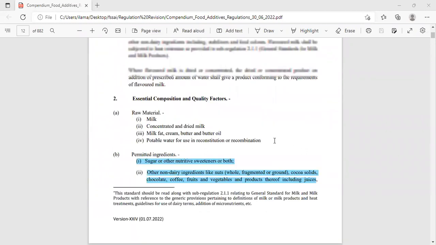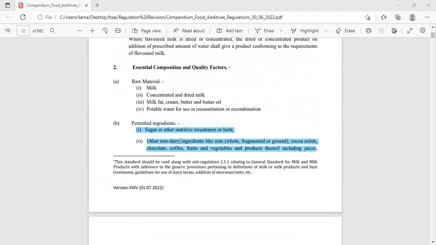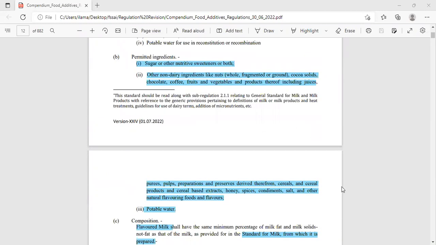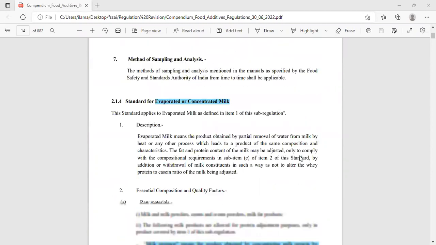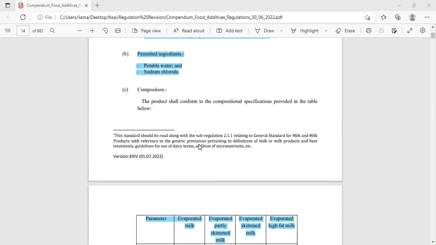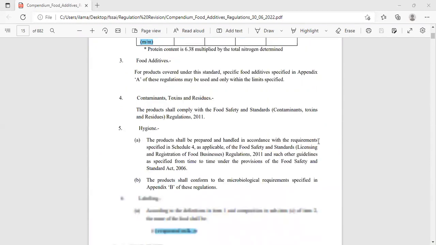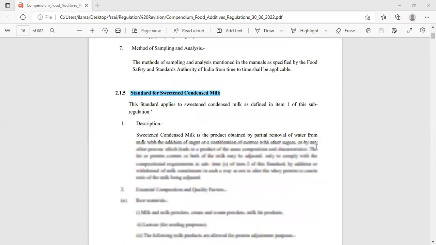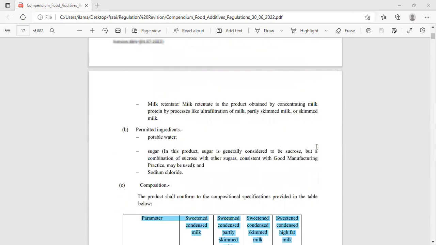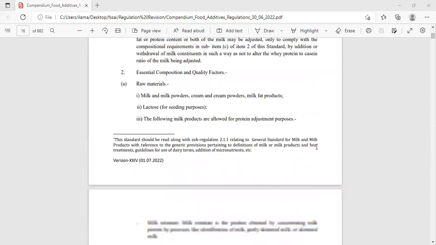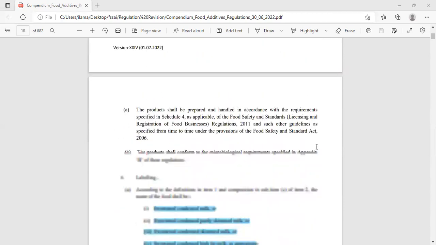And then flavored milk. In flavored milk, go through whatever I underlined. In evaporated concentrated milk, also go through whatever products we are using. Just go through what is condensed product and what is sweetened condensed product. Go through the definitions.